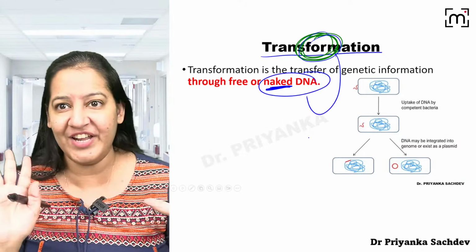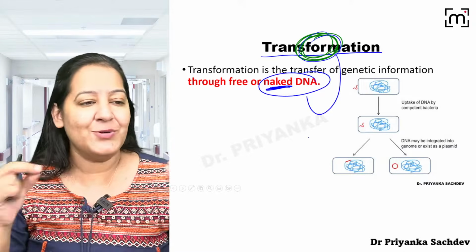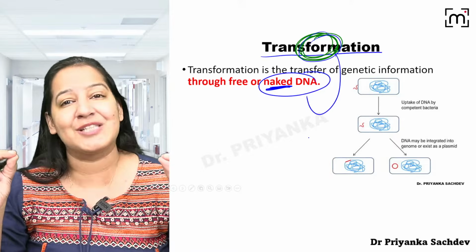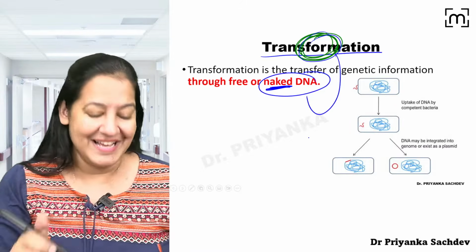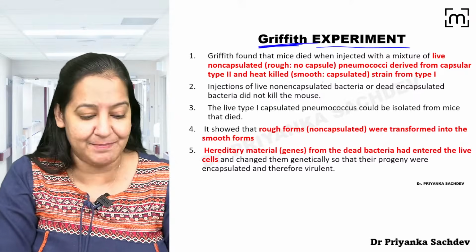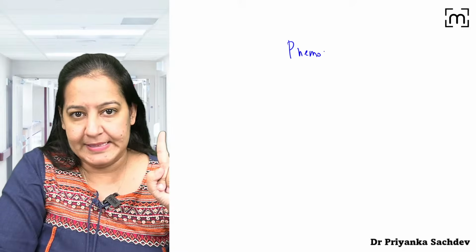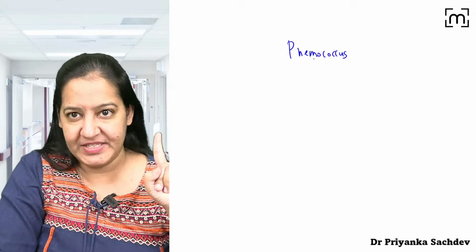Now you have learned the definition. Now let me do an experiment in front of you. Let me explain the experiment so that you get convinced that yes, transformation basically takes place. Okay, we will do that experiment. Griffith did an experiment on a bacteria. The name of the bacteria is Pneumococcus. Pneumococcus is a bacteria.